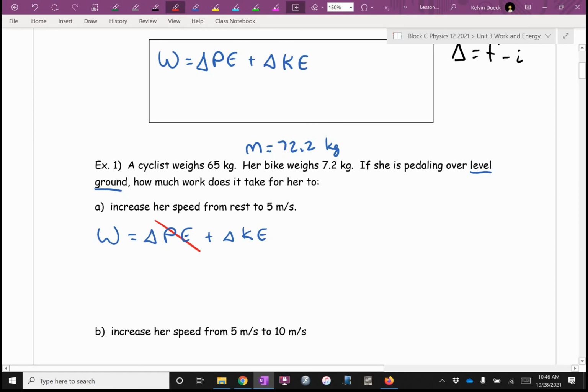Was there a change in speed? There was a change in kinetic energy. So this is going to end up being KE final minus KE initial. How much work? A half m v final squared. Well, in this case, what is the initial speed? So what's the initial kinetic energy?